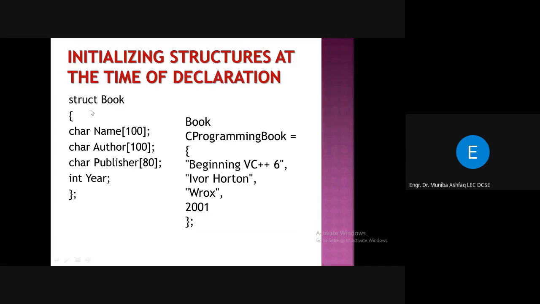So, for initializing a structure at the time of declaration, just look at this. This is the same struct book. Now book has the attributes name, author, publisher, year, and then curly brackets end, and then you have the semicolon. So within the data members, you can have arrays as well. This is a character array for name, character array author, character array publisher. These are all arrays, and here you have the int variable year. So this is a structure.